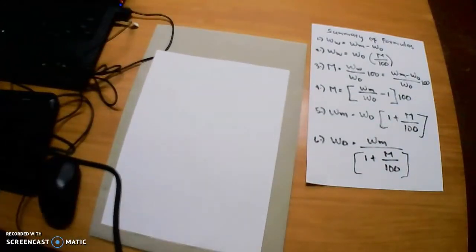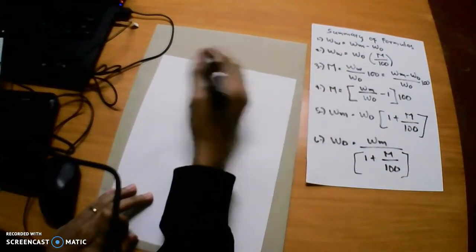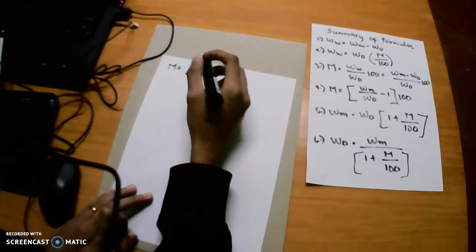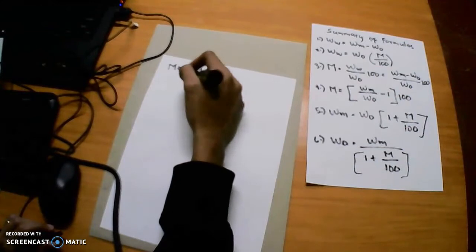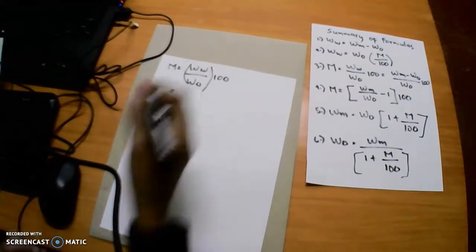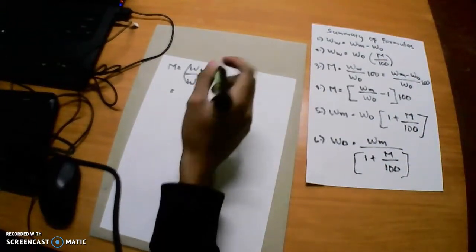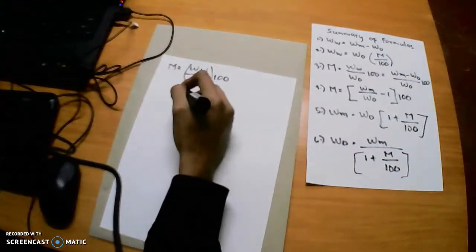Use another paper. So, we use the number 3 formula, the determination of M. M is equals to weight of water over WO times 100. Okay? Okay naman na. So, we have weight of water. Again, na-compute na ito. We have the weight of water is equals to 24 grams.